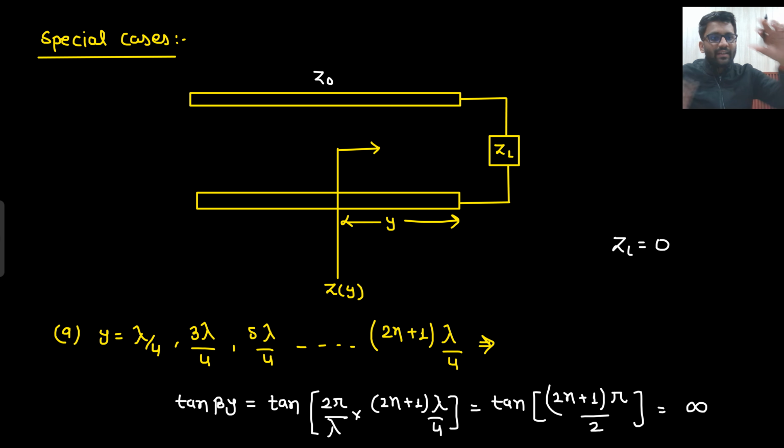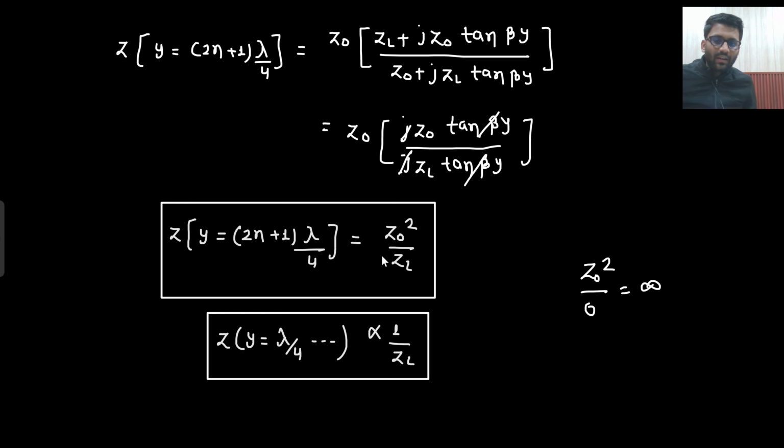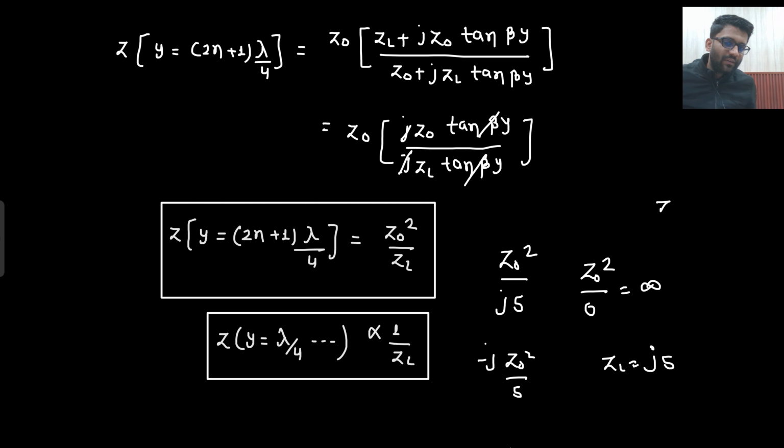If it was open circuit, then at lambda by 4 you would have got short circuit. If it was inductive, then at lambda by 4 you would have got capacitive. What do I mean? If your ZL was inductive, let's say my ZL was some j5 ohm. At a distance lambda by 4 from the load, what would I be getting? Z naught square divided by j5. So this j goes upward, so minus j Z naught square by 5.